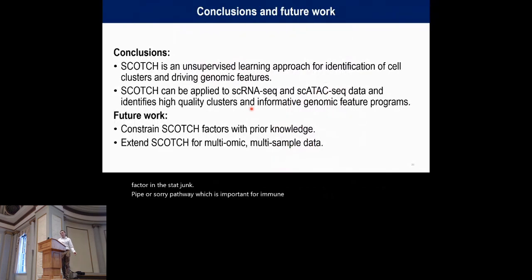And so in conclusion, SCOTCH is an unsupervised learning approach for identification of cell clusters and driving genomic features. SCOTCH is applicable to single-cell RNA-seq and single-cell ATAC-seq data and identifies high-quality clusters and genomic feature programs. And we're extending this in future work to work with multi-omic, multi-sample data sets, as well as incorporating prior knowledge into the structure of SCOTCH to regularize our gene factors.